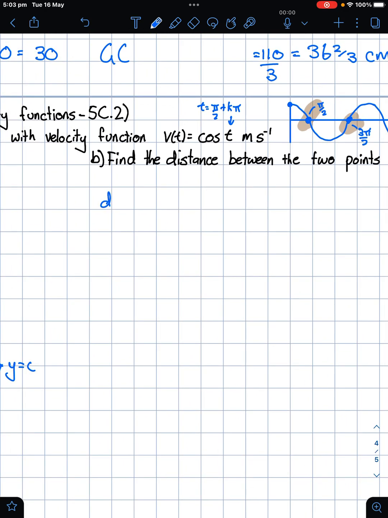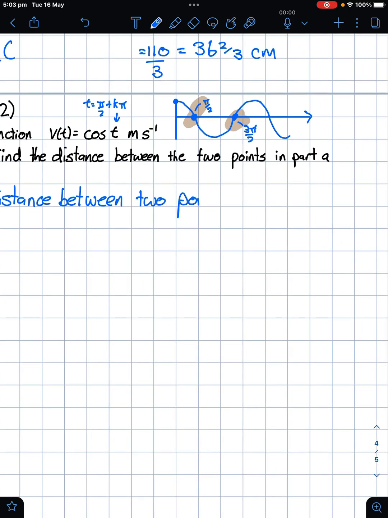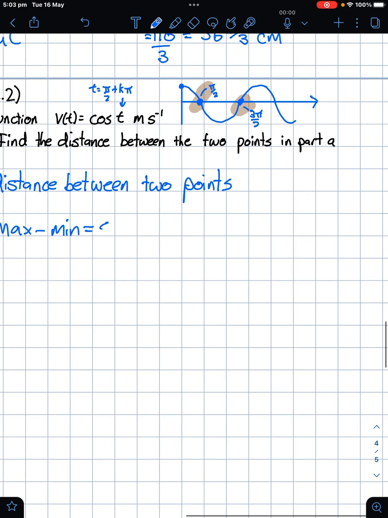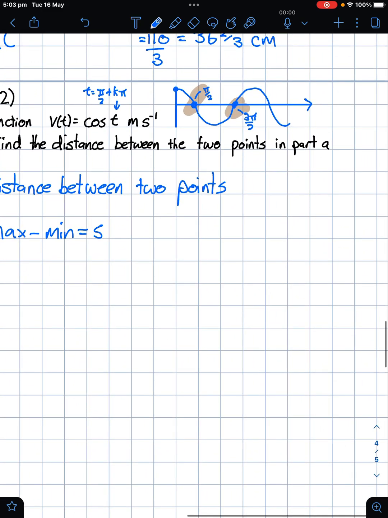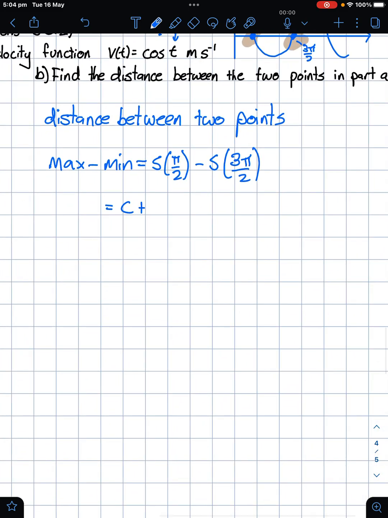So the distance between 2 points is going to be our max minus our min to show us the distance it oscillates, and that's going to be s of pi on 2 minus s of 3 pi on 2, which is going to equal c plus 1, our max, and then minus c minus 1.